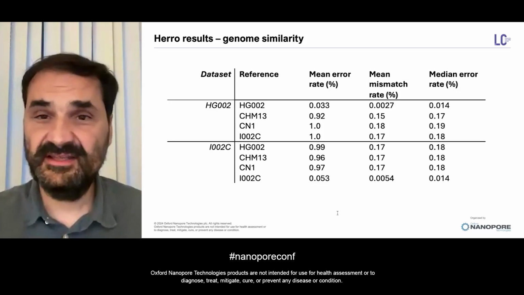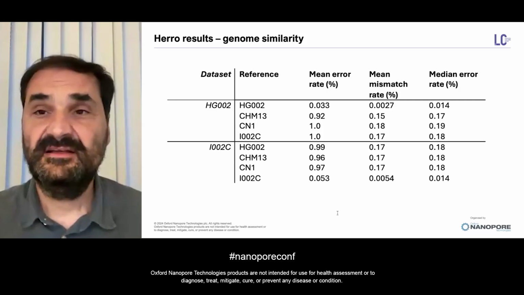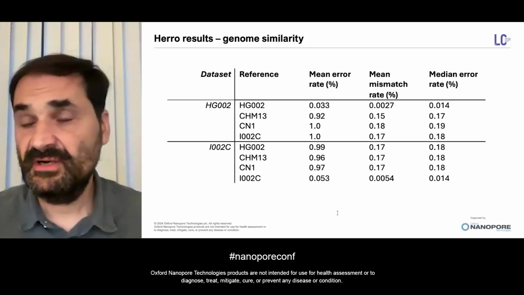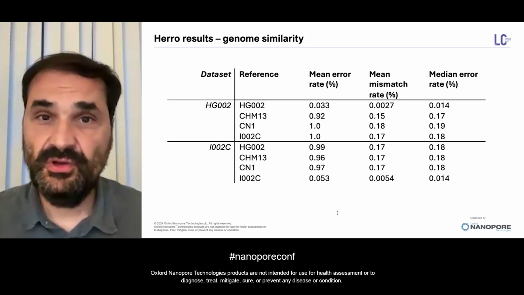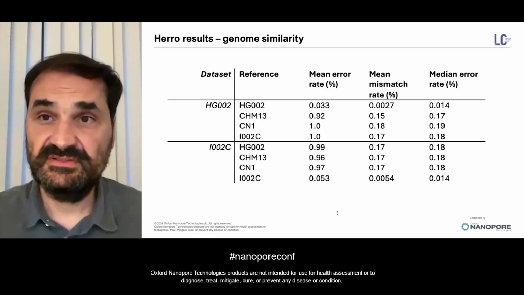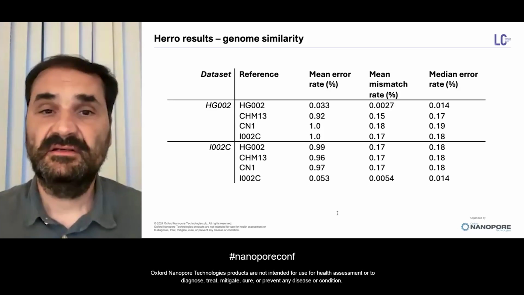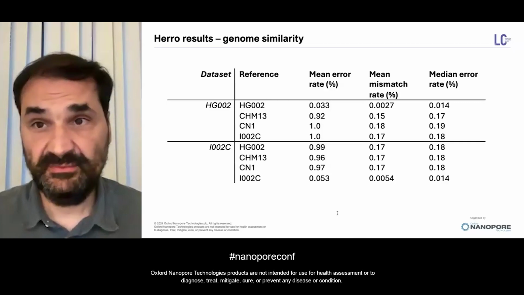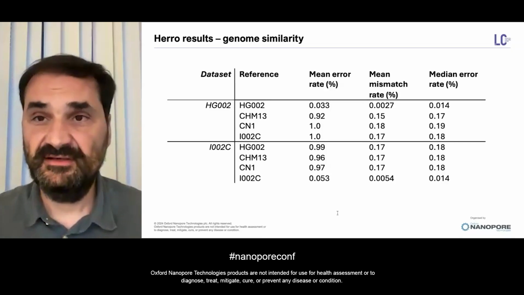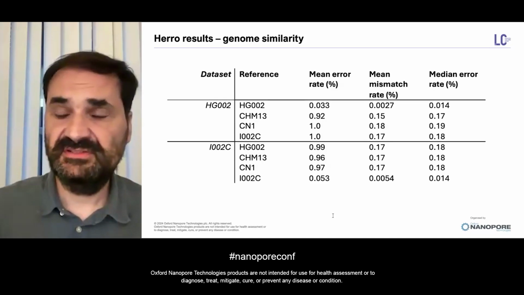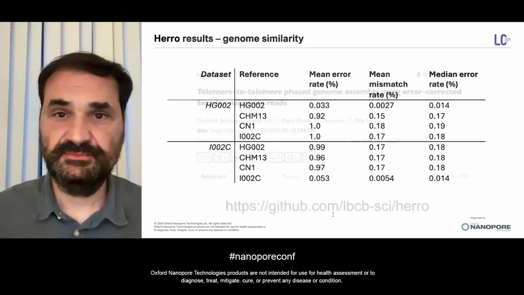You can see that the mismatch error rate is around 0.2, and the total mean error rate that includes both mismatches and indels is around 1%. So we should be very careful when we train models, when we assess models, to take care about the right reference. Without this, HERRO would not be possible.